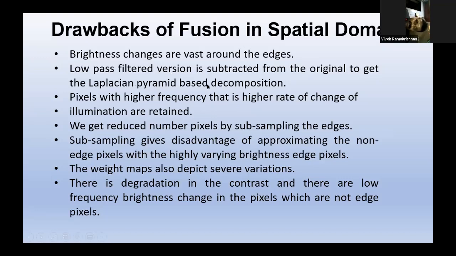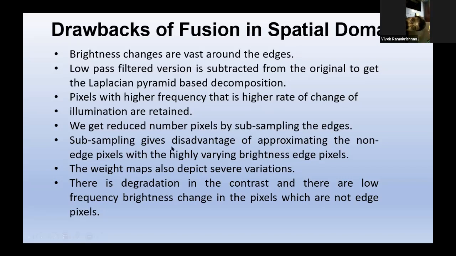Then if you go for an LPF version and subtract it from the original image, you get the Laplacian pyramid based decomposition. Then pixels with higher frequency, that is, higher rate of change of illumination, are retained. That means when you subtract the LPF made of the Laplacian pyramid and then get the image out of it, the pixels with the higher rate of change of illumination are retained. But the reduced number of pixels are obtained by subsampling the edge pixels. Again, you are reducing the number of pixels because you are going for a Laplacian pyramid decomposition.